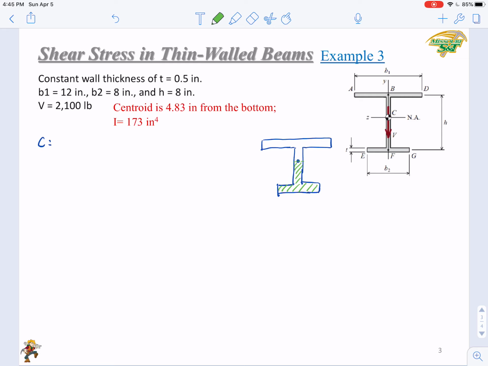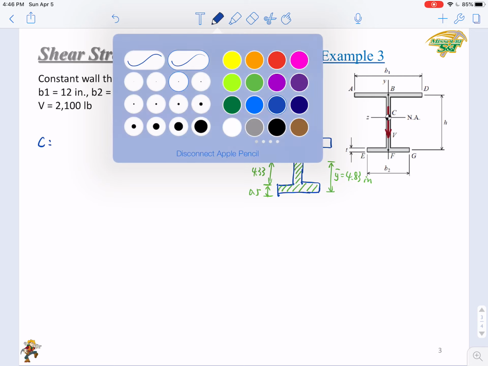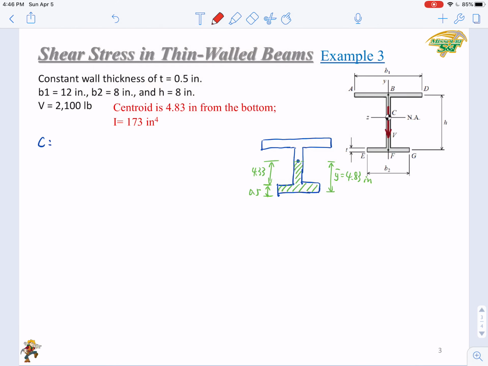Then we know that the y bar is 4.83. And here the thickness is 0.5. So the distance from here to the centroid will be 4.33. Right. Then we can cut it from here to get our area 1 and area 2.